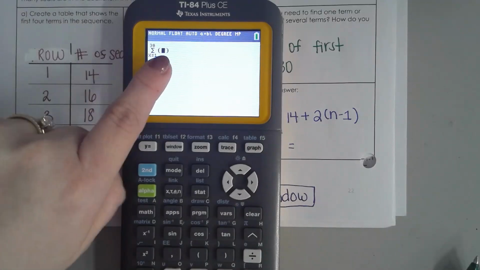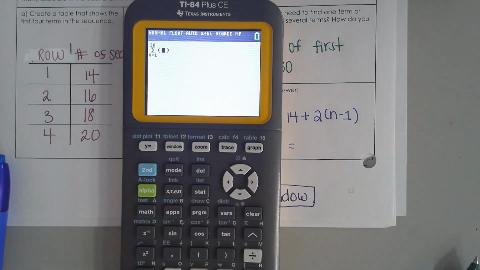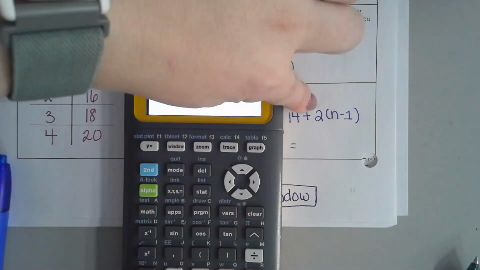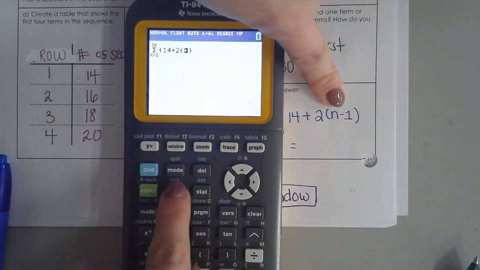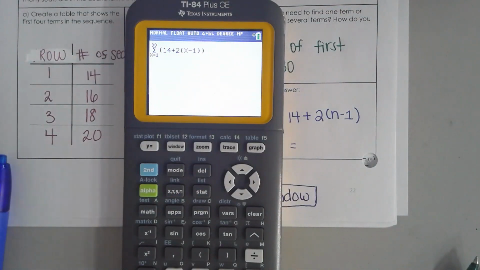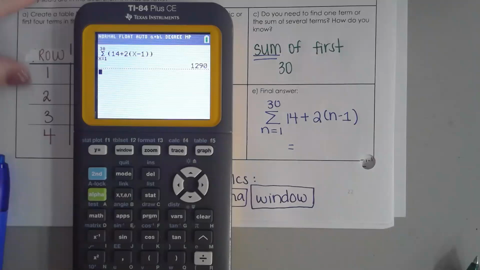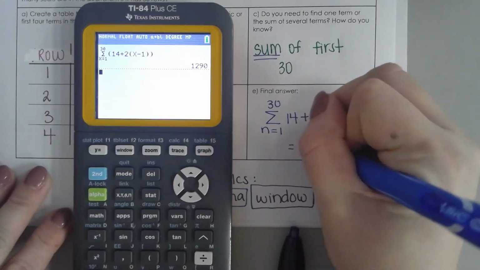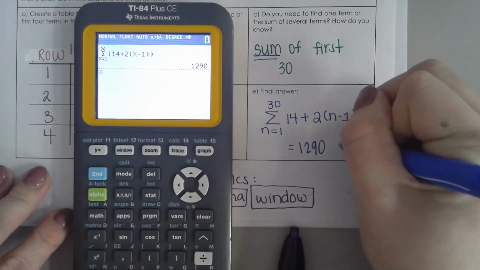And then you go over here. Notice on the calculators, it already gives you those outside parentheses. So I'm just going to do 14 plus 2, and then I have to do more parentheses, x minus 1, and close those. And hit enter. Okay, let me look at yours. All right, and we get 1,290, and this is seats.